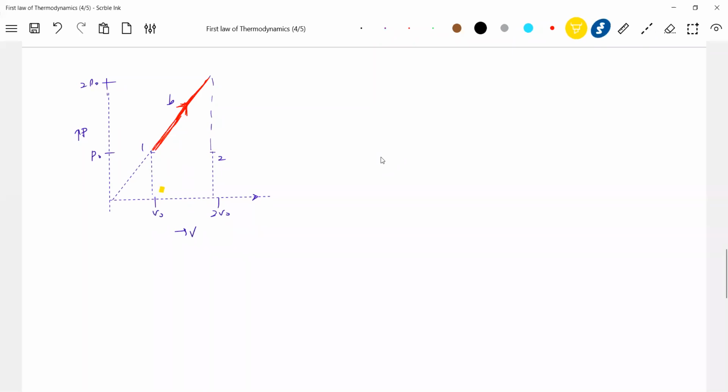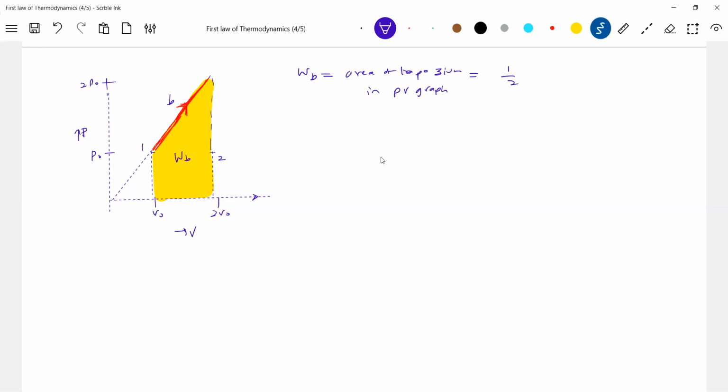Let me check the area. So what do you say? This is some sort of trapezium, no? This, WB, I write it. Work done in path B is equal to area of trapezium in PV graph.